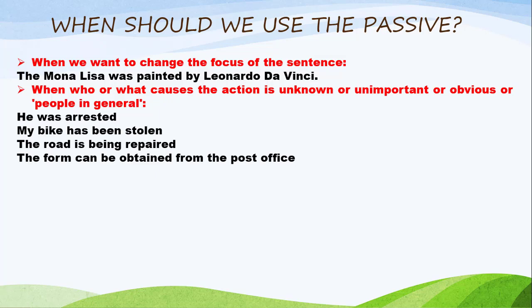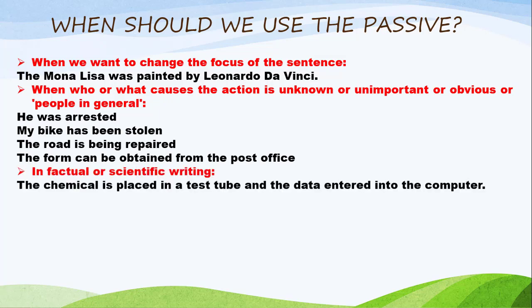For example, he was arrested. In this sentence, the obvious agent is of course the police. Second sentence, my bike has been stolen. So in this case, we have an unknown agent. We do not know who stole that bike. Next one, the road is being repaired. This one can be considered as an unimportant agent. Next, the form can be obtained from the post office. In this case, it refers to people in general.